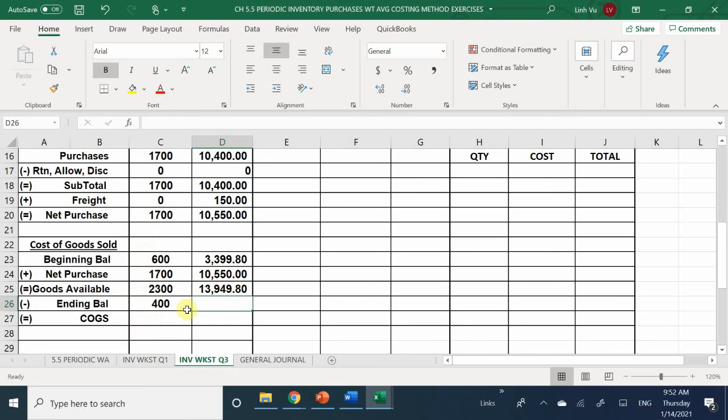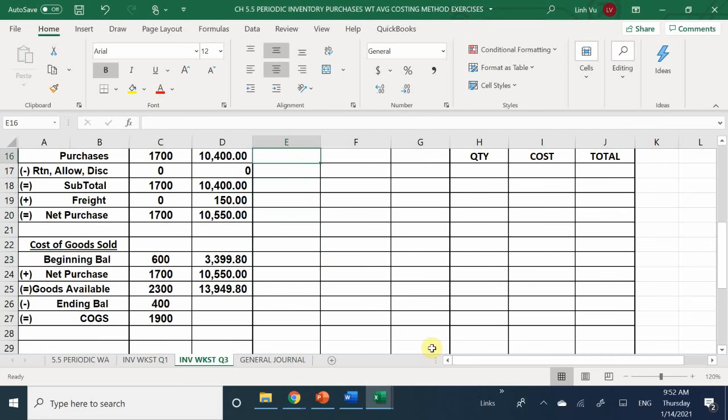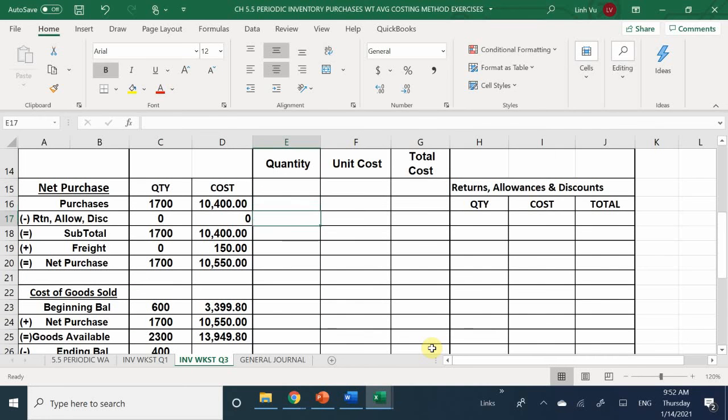So here, now, this is actually where we could calculate our average cost, because we have a new grand total of goods available: 2,300 units at 13,949.80. Okay. So here, cost of goods sold, if I started with 2,300 and only have 400 left, how many items did I sell? 1,900. Good. So this is where you're going to utilize your little workspace here.